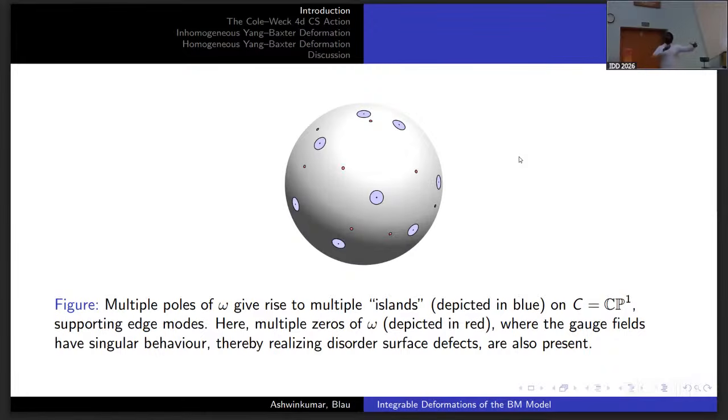So you can have multiple poles for your meromorphic 1-form. And at each of these poles, you have edge modes. These edge modes are the fields of your integrable sigma model. While at these red dots you see here, these represent the zeros of the meromorphic 1-form, where the gauge fields have some singular behavior.